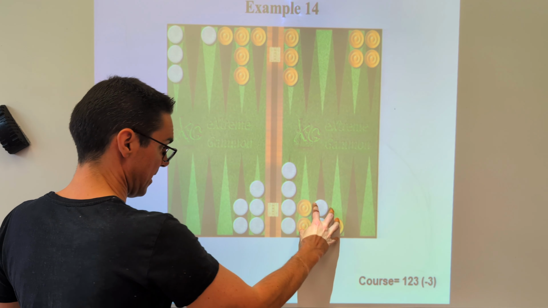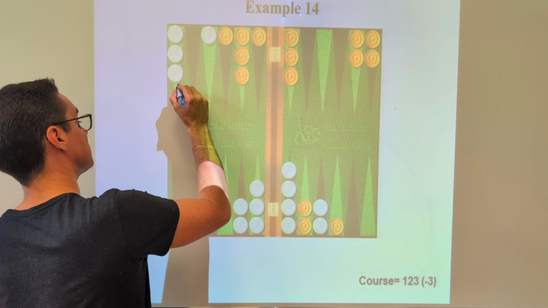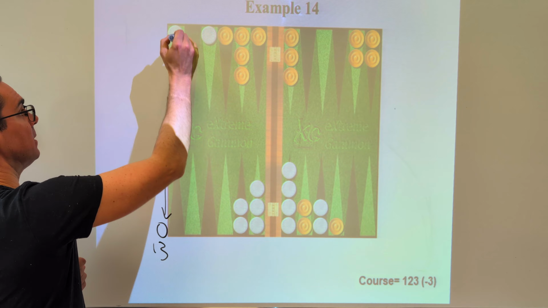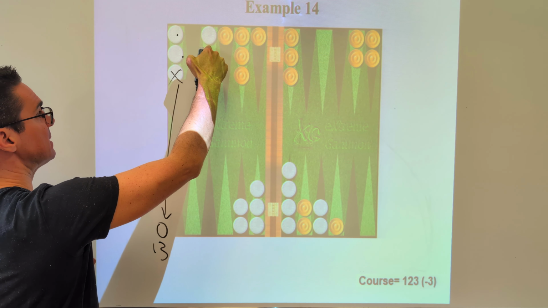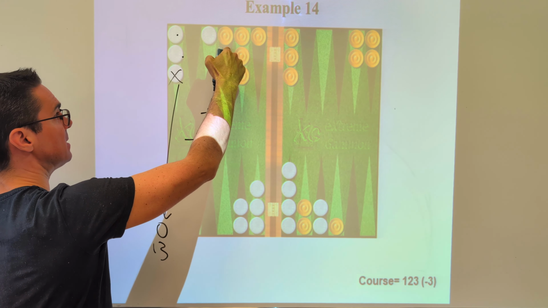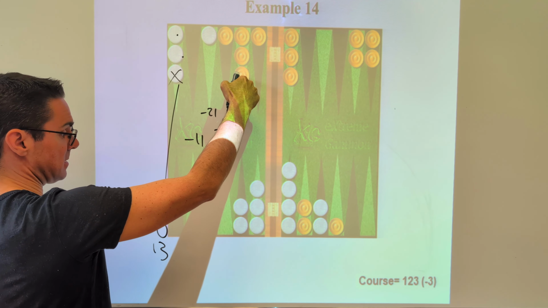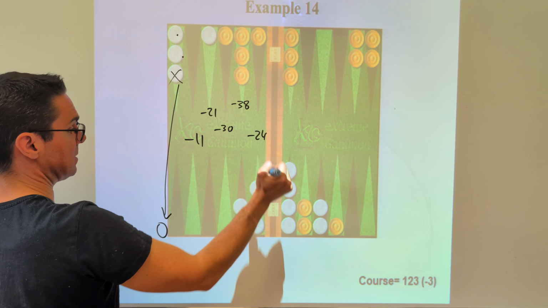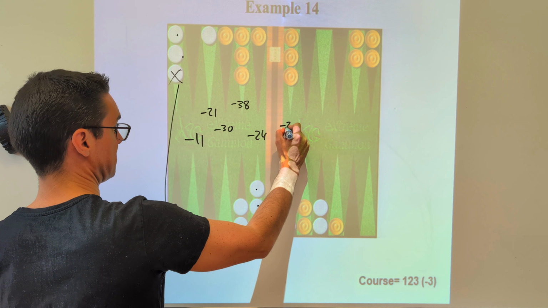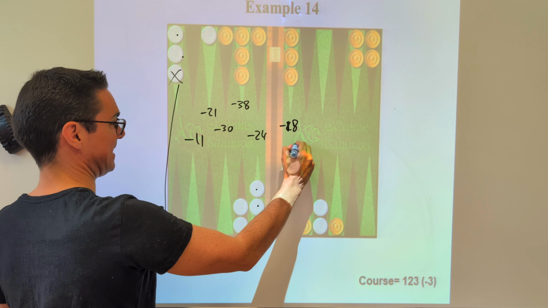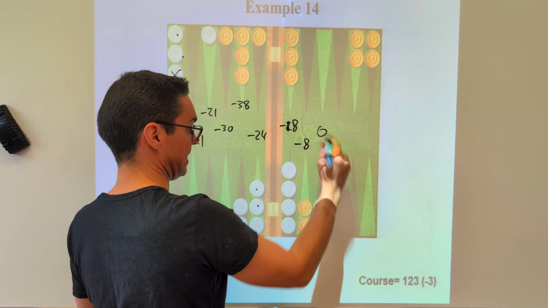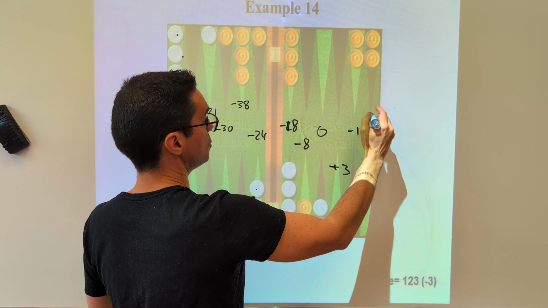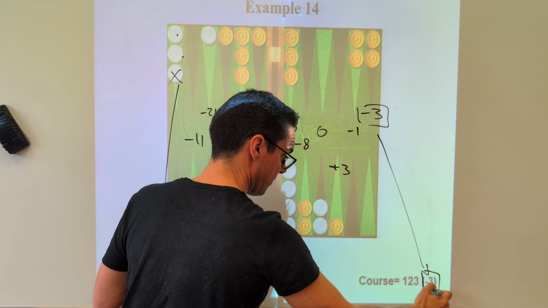Last example, 5 checkers here, 5 checkers here, 5 checkers here. 13 minus 12 is 1, minus 12, minus 11, minus 10 is minus 21, minus 9 is minus 30, minus 8 is minus 38, minus 38 plus 14 is minus 24, minus 24 plus 6 is minus 18, minus 18 plus 10 is minus 8, minus 8 plus 8 is 0, plus 3, minus 4, minus 2 is minus 3, and you have a deficit pip count of minus 3.